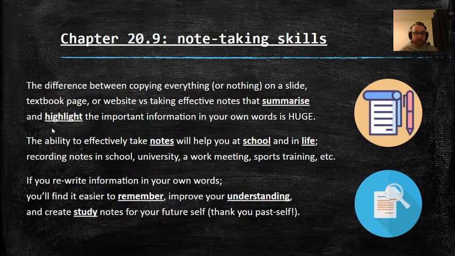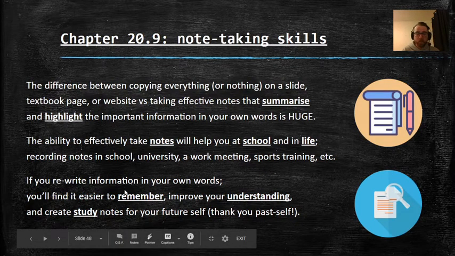In those notes, I've used highlighters and different colored pens to highlight the important information. And I've written it in my own words. So those are the 3 main things we probably want to do when we're taking notes in class or out of class. So we want to summarize, highlight, and then write it in your own words.